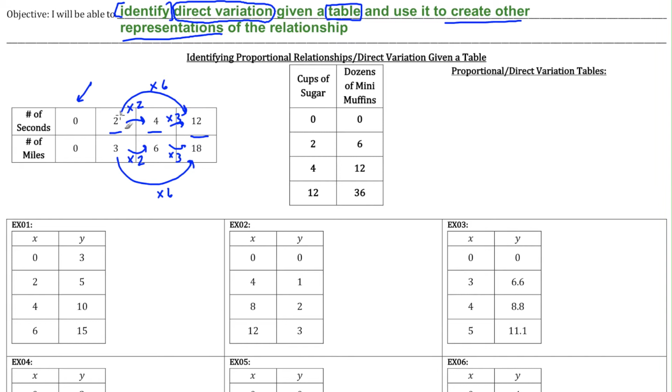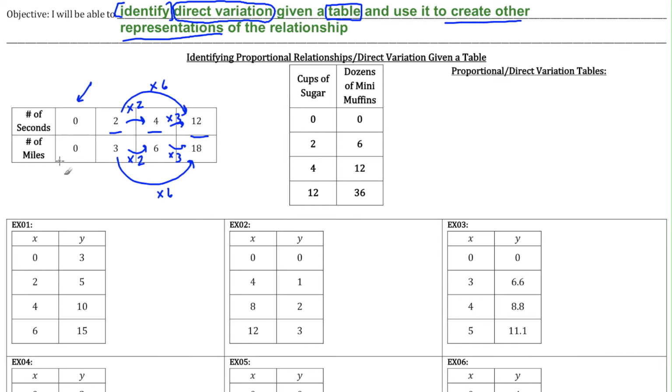And don't forget that when we go back to 0 seconds, well, 2 times 0 would give us 0, 3 times 0 would give us 0, right? But that's kind of weird. Just know that you will have 0. If you haven't traveled, then you'll go 0 miles. When you look for proportional relationships or direct variation, it's better to look at not the 0, 0. Look at these over here.